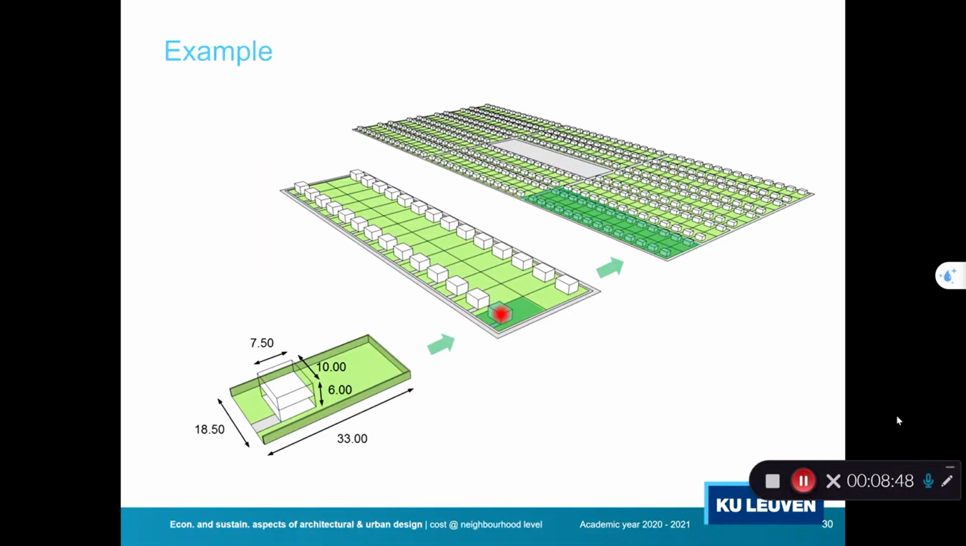You have a certain dwelling, your box building, in a street with a number of buildings representing reality. Then we have a street in that direction and a street in that direction, and then we mirror the row of houses to that side and to the other side. And our simplified neighborhood model will look at this part of the full neighborhood scale.